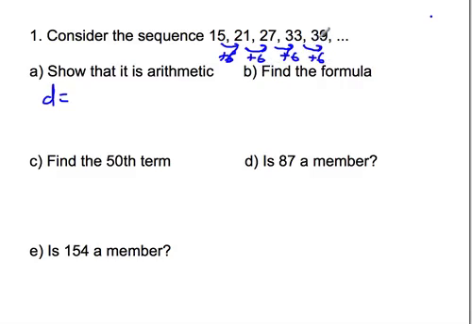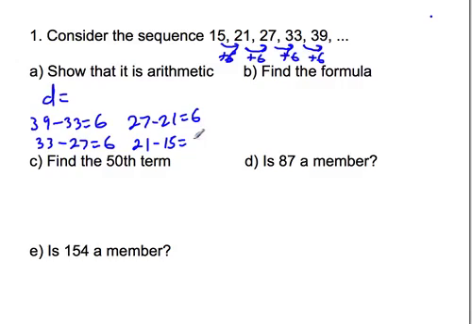Okay, so that does show that this sequence is arithmetic, or you could write it like this: 39 minus 33 equals 6, 33 minus 27 equals 6, 27 minus 21 equals 6, and 21 minus 15 equals 6. So all the differences between successive terms is 6, so the common difference is 6. Therefore, here's how you write therefore, you write this little triangle dot thing. Therefore, it is arithmetic.